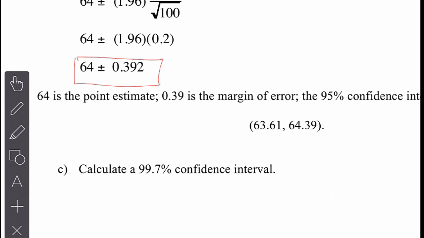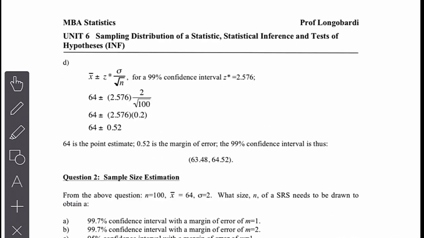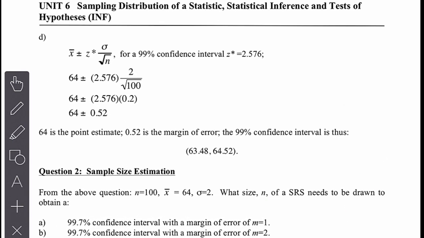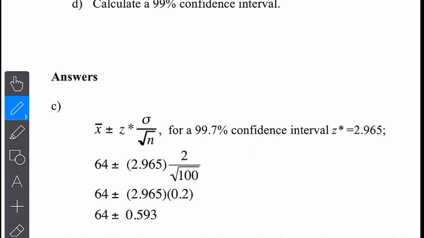Okay, now calculate 99.7% and 99%. So you'll see in the answers, all I'm changing each time, if you look at your notes, all that changes is this number for the level of confidence. Otherwise, the numbers stay the same. So you just keep changing that number, okay? And even for C, all we did was change this number.